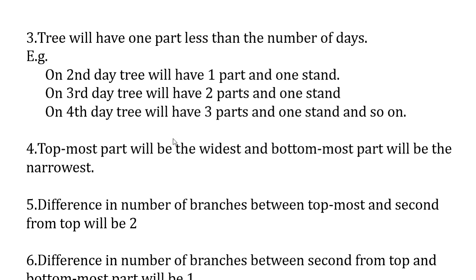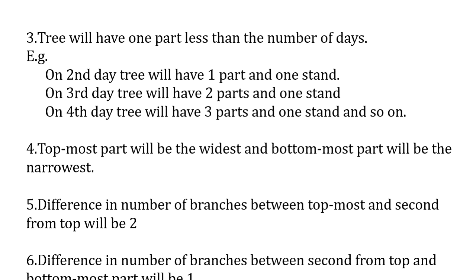The topmost will be widest and the bottommost will be the narrowest. So how is the tree going to be? Normally the bottom will be wider and the topmost will be narrow, right? But in this tree the topmost will be wider and the bottommost is going to be the narrow part.